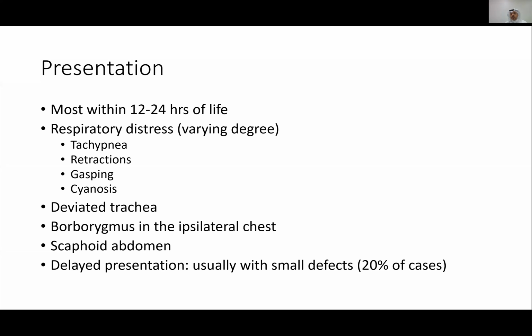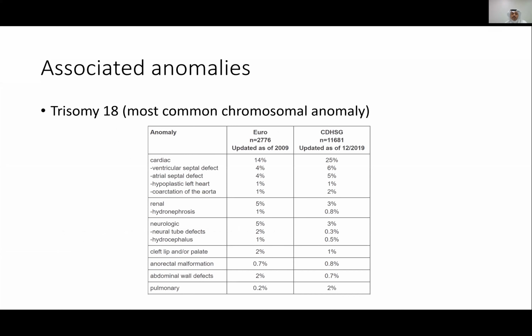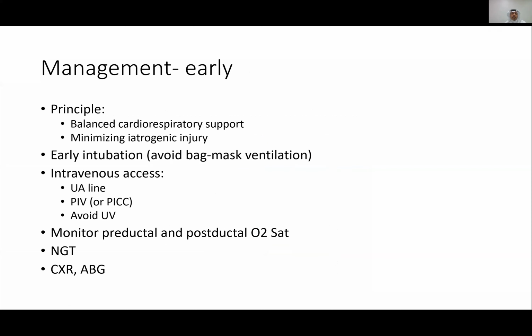Sometimes they can have a delayed presentation, particularly for small defects, like in the first few years of life. Associated anomalies: you have cardiac anomalies in about 20% of cases, mainly VSDs, ASDs. You can have renal anomalies as well, about 5%, and neurologic anomalies, about 5%. Other not significant anomalies as well. But trisomy 18 is the most common chromosomal anomaly for CDH patients. And as you know, trisomy 18 is not compatible with life, so that deserves special discussion about not operating on those babies.